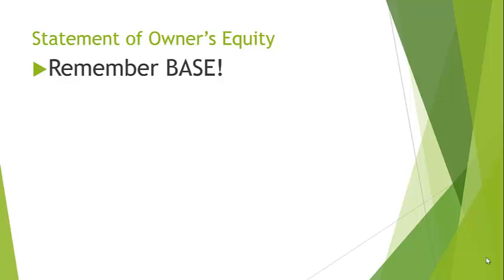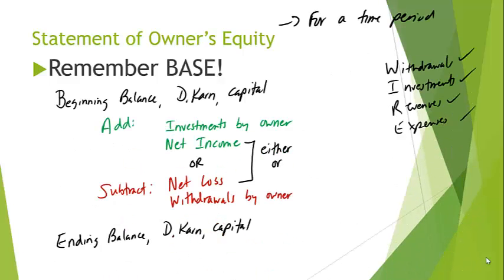And the key thing here is you want to remember BASE, B-A-S-E. So what does this stand for? B is going to stand for the beginning balance of the owner's capital account. Then we'll have 2 sections, one where we add stuff, there's the A, and one where we subtract stuff, there's the S. And then that will yield our ending balance of current capital. The E is there. So B-A-S-E, so beginning, add, subtract, ending. If you remember that, hopefully this will jog your memory here.